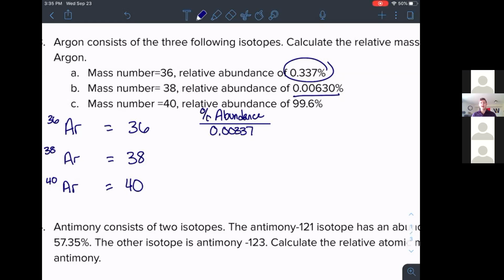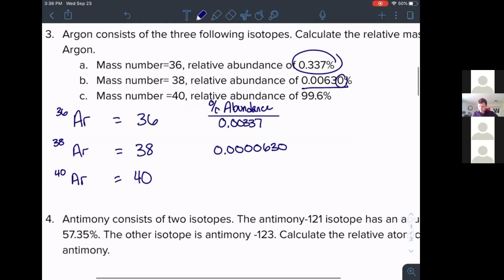What about the second one? 0.00630. If we divide that by 100, it'd be 0.0000630. That's perfect, because if we get rid of this zero, it gets rid of that significant figure, because that zero counts. So we want to keep it there.